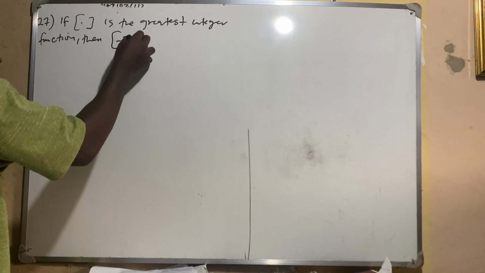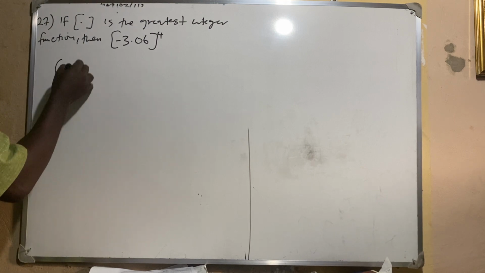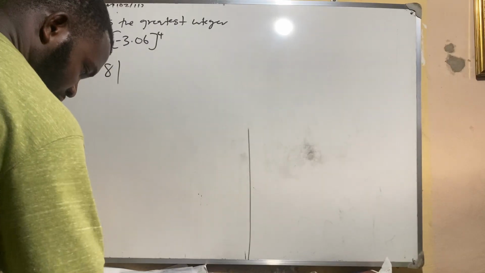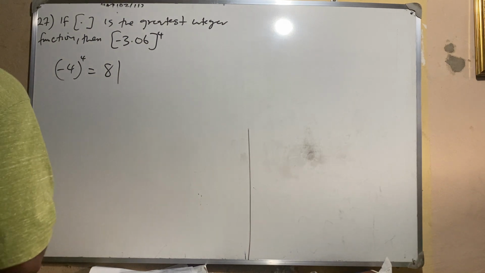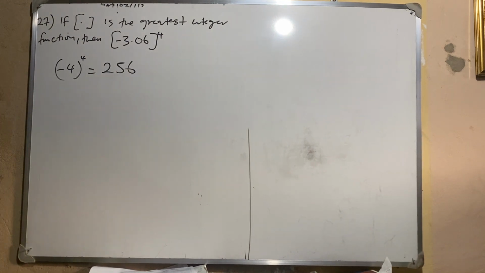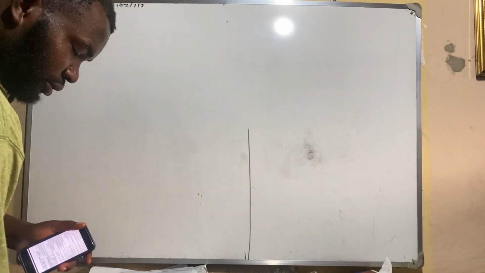Then I have minus 3.06 raised to power 4. So what do we do? Very simple. Minus 3.06 is in between minus 4 and minus 3, so we're taking minus 4 raised to power 4. Check: 4 times 4 times 4 times 4 is 256. Positive 256. All right. So the next option, question number what?